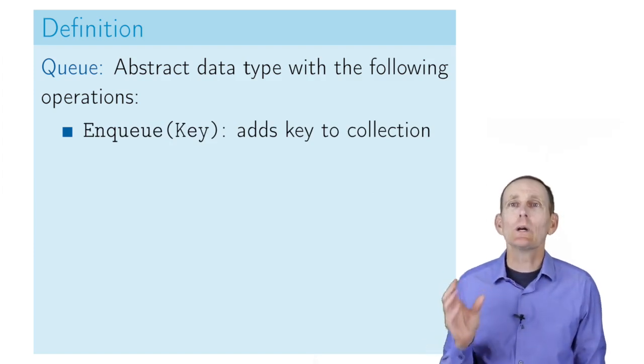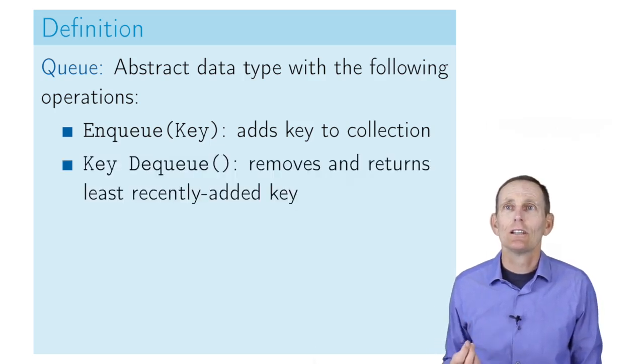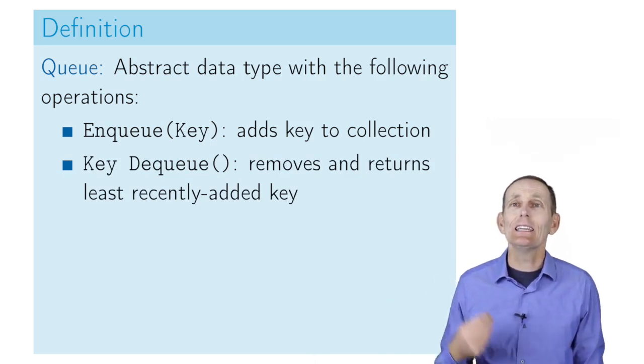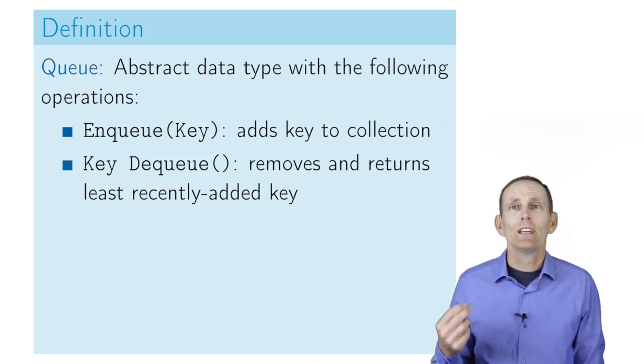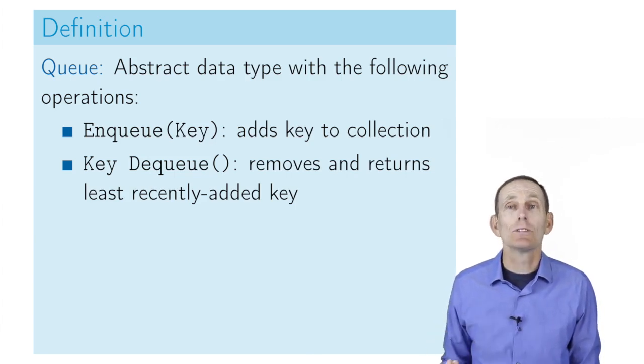You can enqueue a key, and it adds the key to the collection. And then when you dequeue, that gives you back a key and removes it from the queue. It removes and returns the least recently added key, rather than, in the case of a stack, the most recently added key. So that's the fundamental difference.